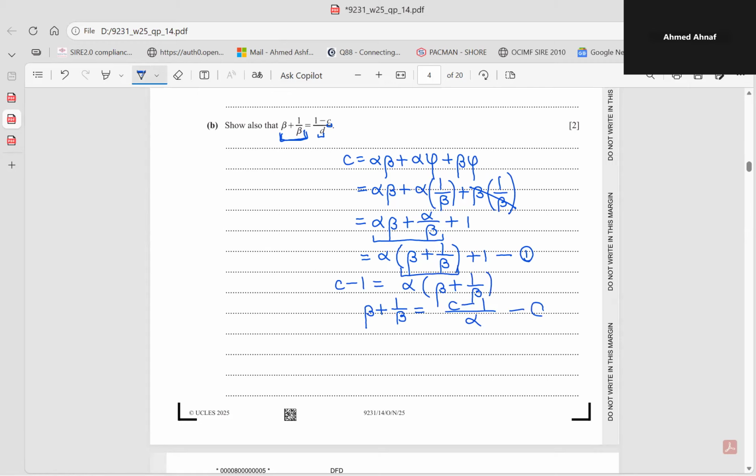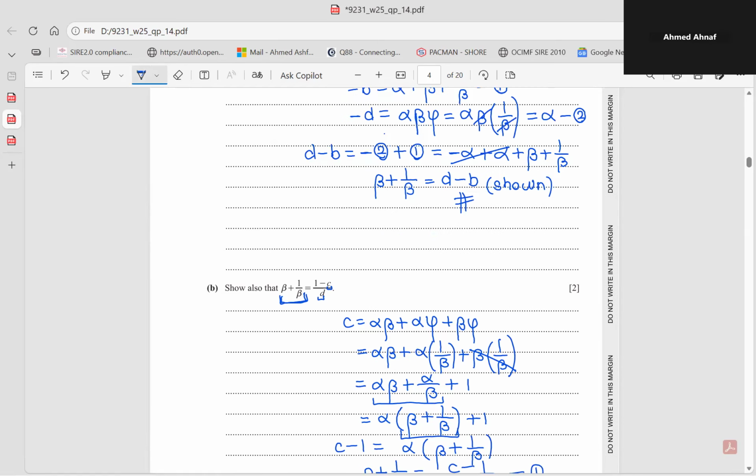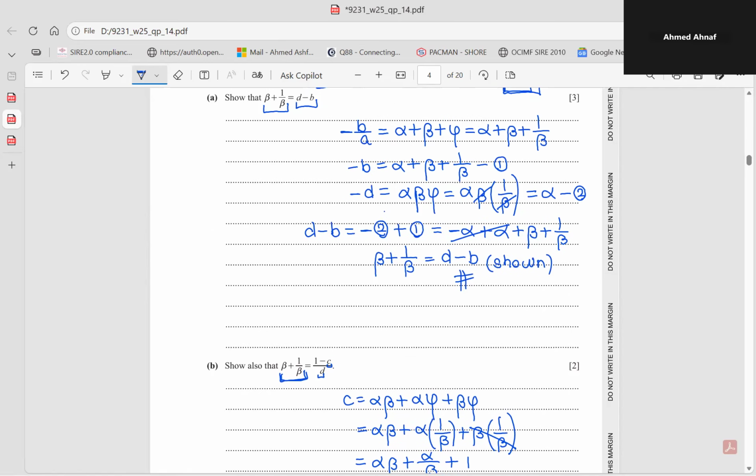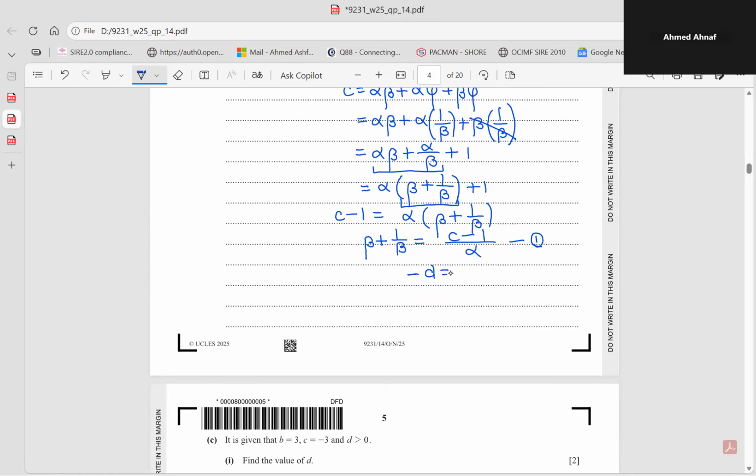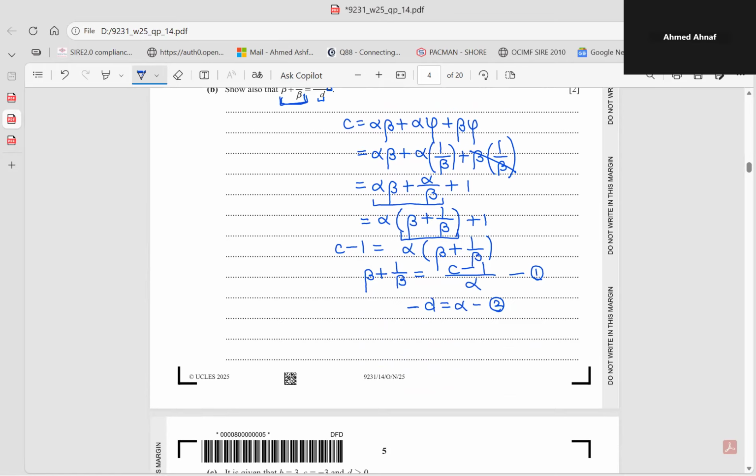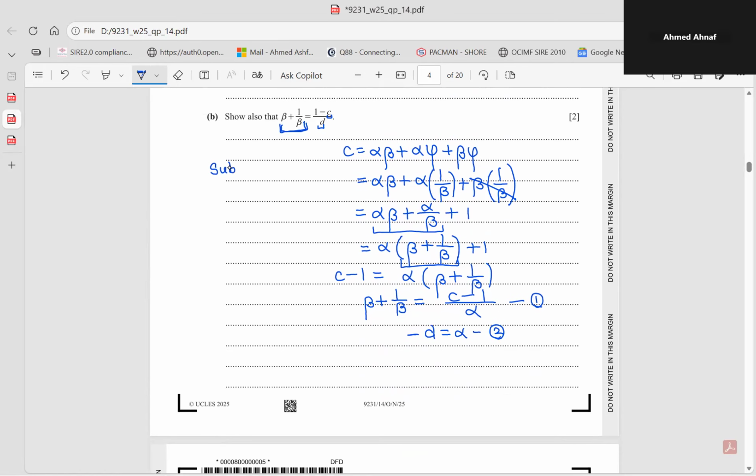So let this be the first equation, not this one. And then we get our previous equation that says minus d equals alpha. Minus d equals alpha, that's equation 2. So obviously we can just sub 2 into 1, so we'll have beta plus 1 over beta equals C minus 1 over minus D.